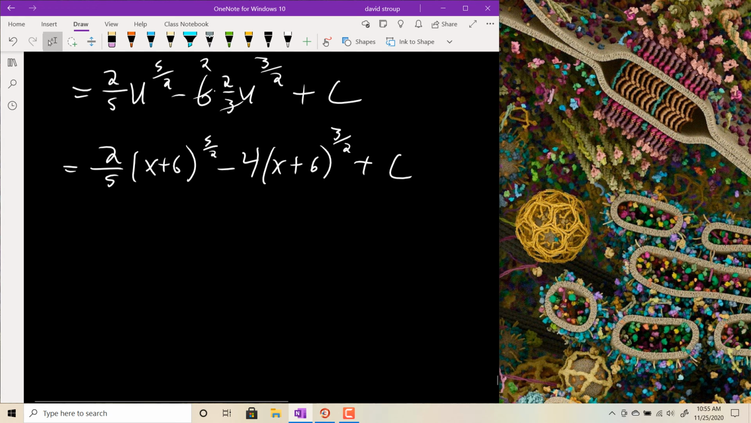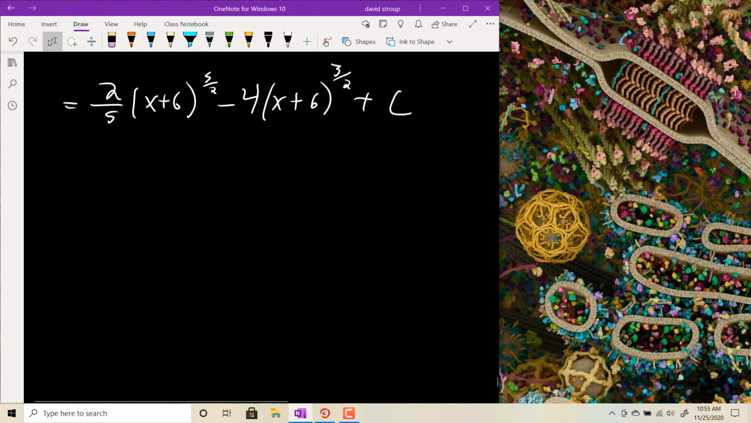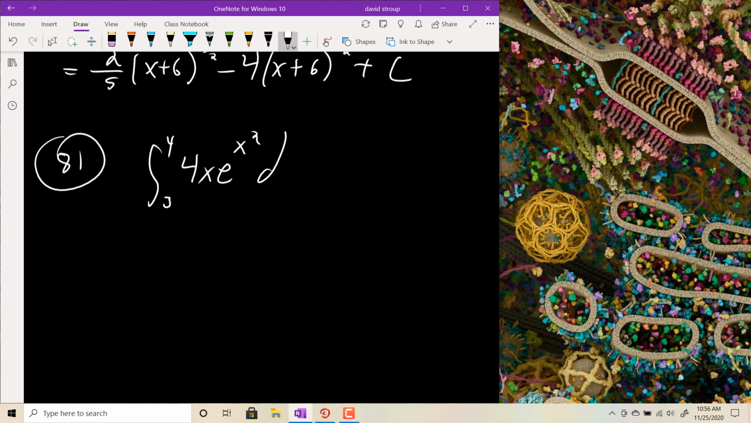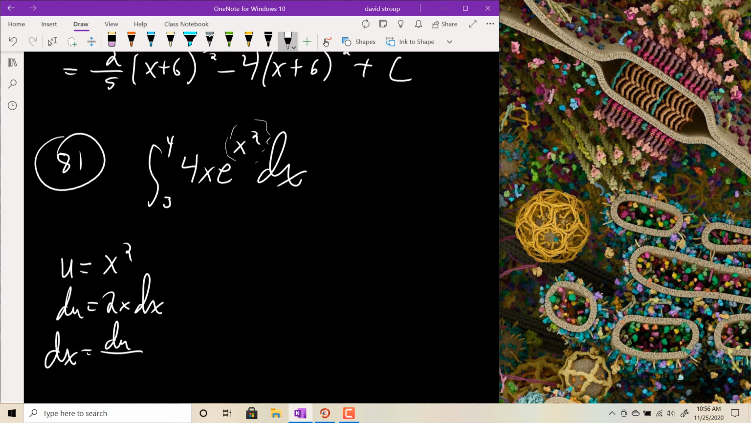And finally, then evaluating u substitutions. I gave you 2 different methods in the video. I like just dropping the limits of the integral and then at the very end doing a back sub. So let's look at something like 81. I have the integral from 3 to 4 of 4x e to the x squared dx. Okay, so I have u. I'm going to make that the exponent there, the x squared. Du is 2x dx, and then dx is du over 2x.